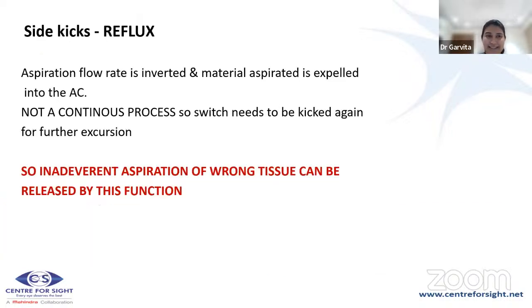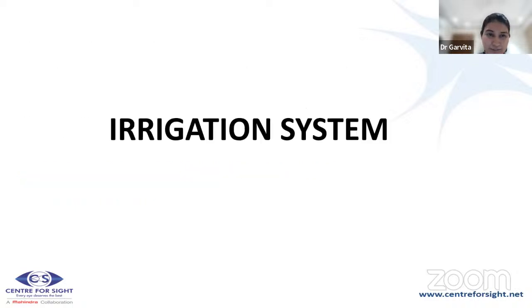On the foot pedal itself, there are side kicks. Apart from the foot pedal, on the side, there are buttons where you can kick, and the aspiration flow rate is inverted for some time and material is aspirated. Material that is aspirated is expelled into the AC. Now, this is not a continuous process. And when do you use it? For example, when you accidentally pull on the posterior capsule or the iris. So you can use this reflux button just so that the aspiration flow rate is inverted and the material gets aspirated without any damage.